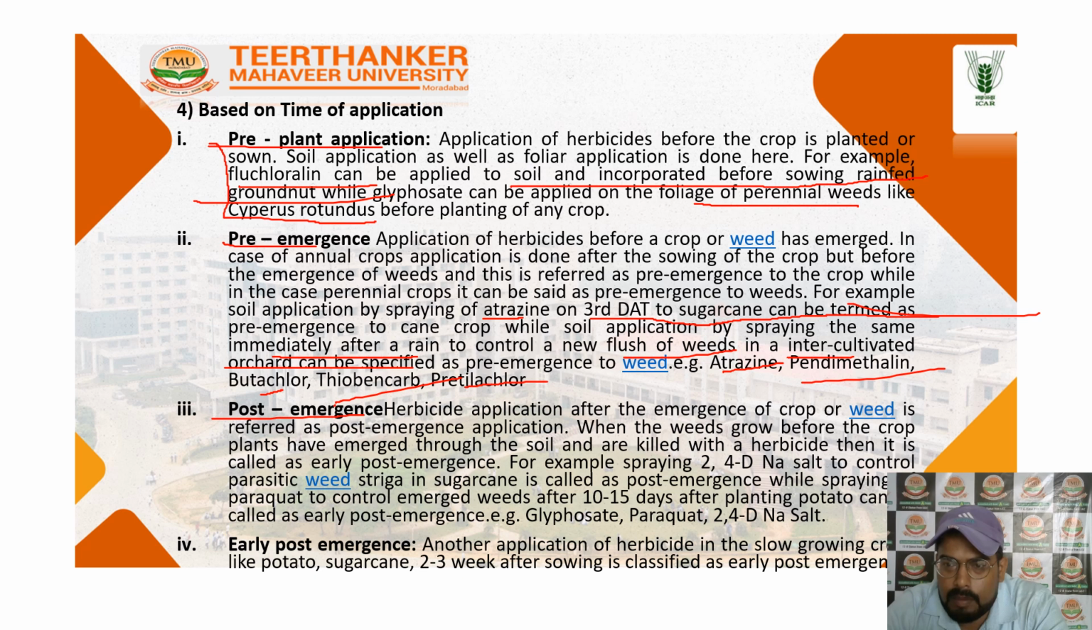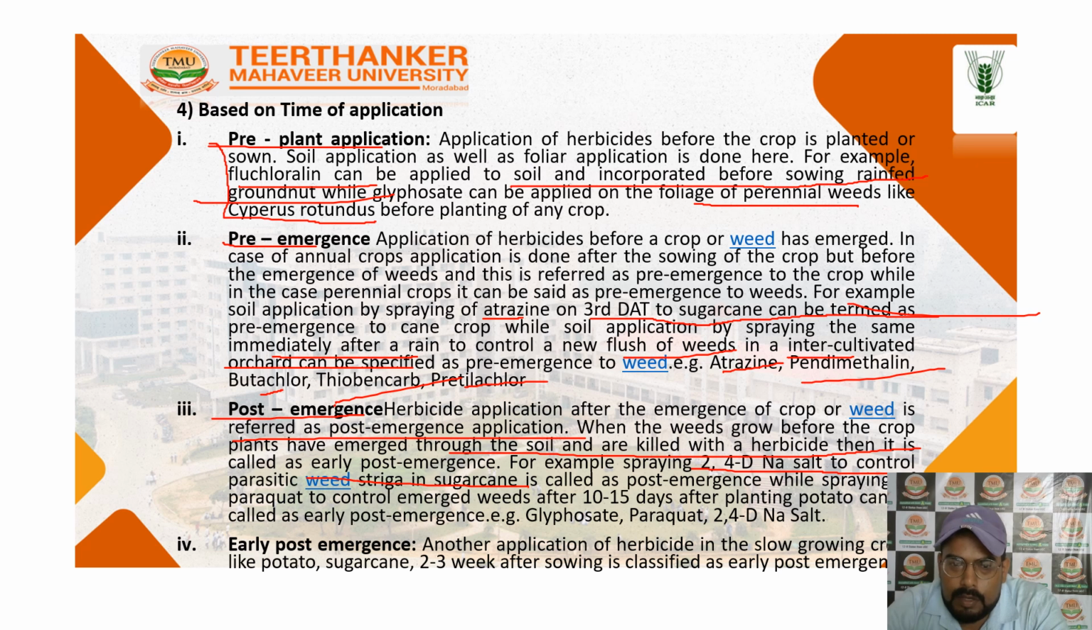The emergence of the crops or weeds is referred to as post-emergence application. When the weeds grow before the crops planted have emerged through the soil and are killed by the herbicide, it is called early post-emergence. An example is spraying 2,4-D and its salt, which control parasites in wheat, striga and sugarcane.